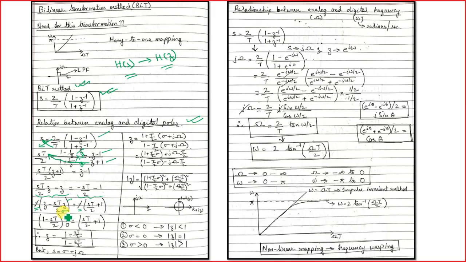Now taking the Z common from here, we get Z(1 minus ST by 2) is equal to ST by 2 plus 1. Okay. So from here we get that Z is equal to (1 plus ST by 2) divided by (1 minus ST by 2). However, for the analog domain, we have previously discussed that S is equal to sigma plus j omega, right?